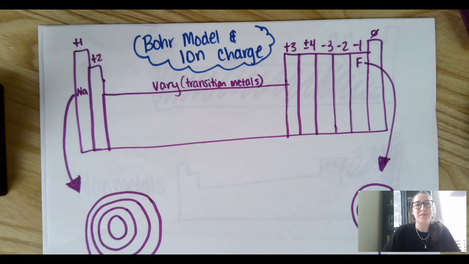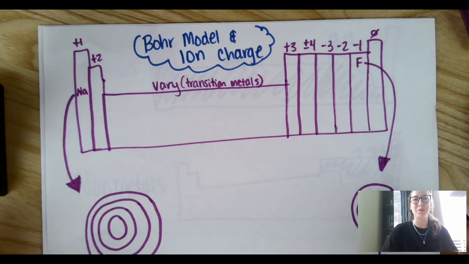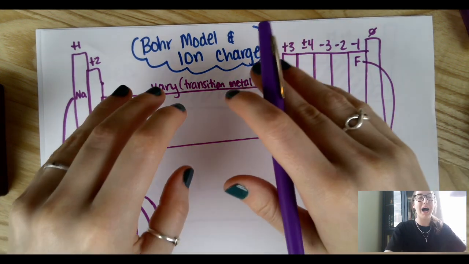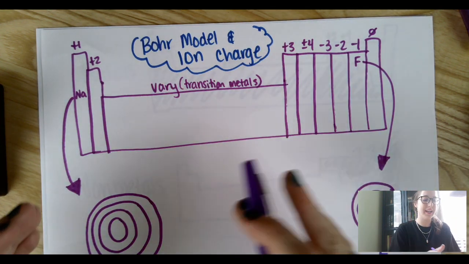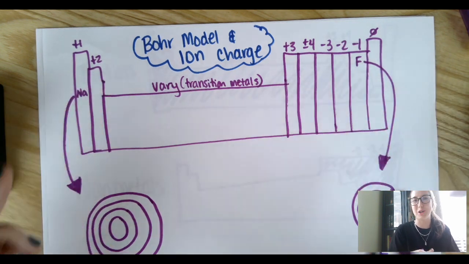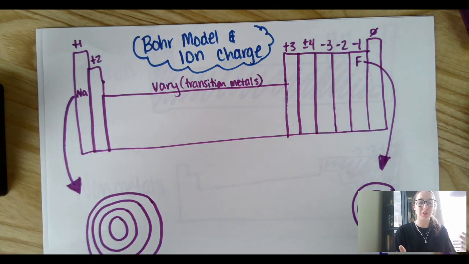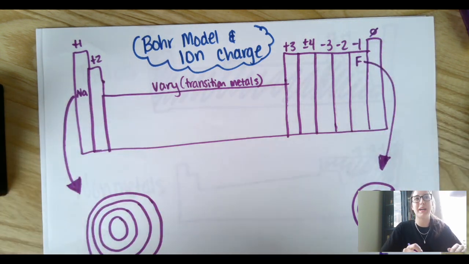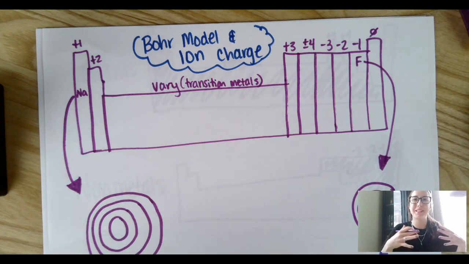Today we're going to find the connection between Bohr models, ion charges, and why these elements have the ion charges that they do. Your teacher might make you memorize the charges, but if you can understand why these elements have that charge, you will be so much better off, especially when it comes to periodic trends and understanding why elements act the way that they act, okay?